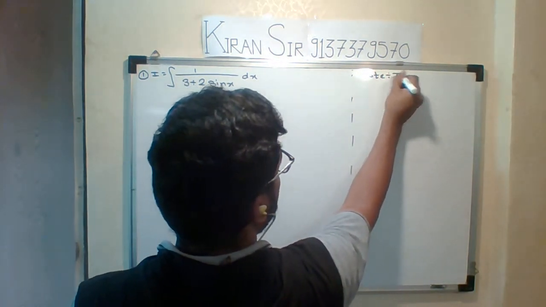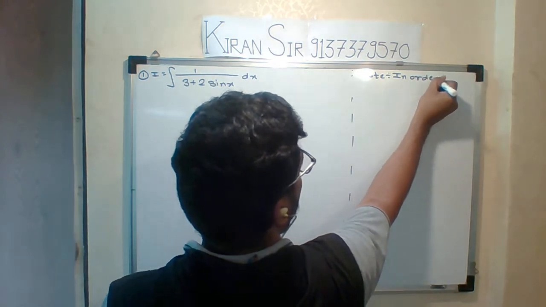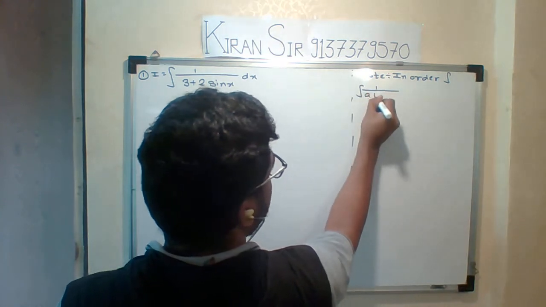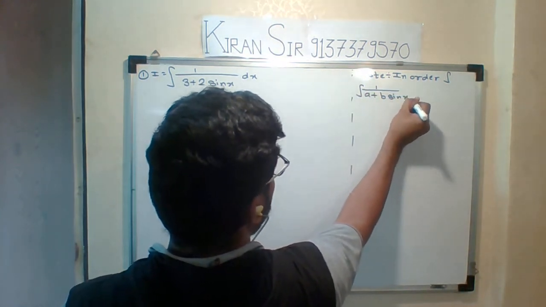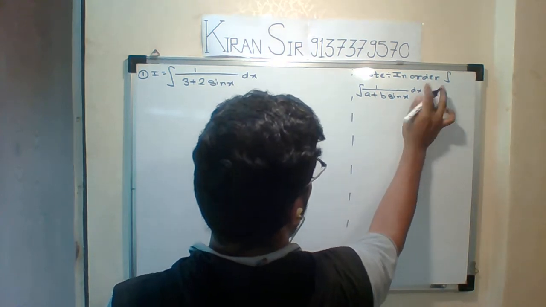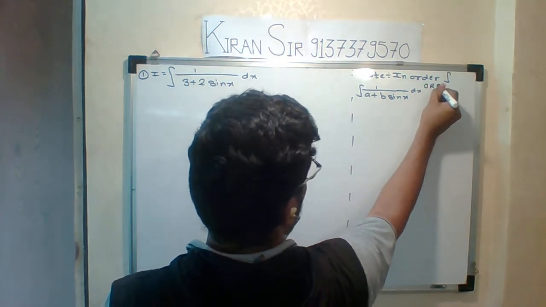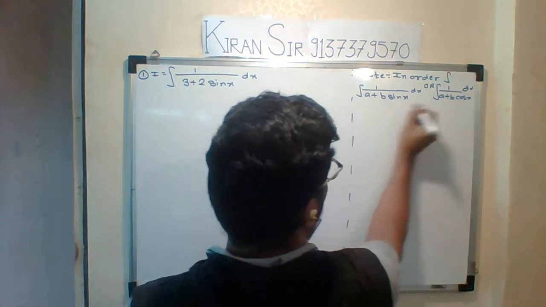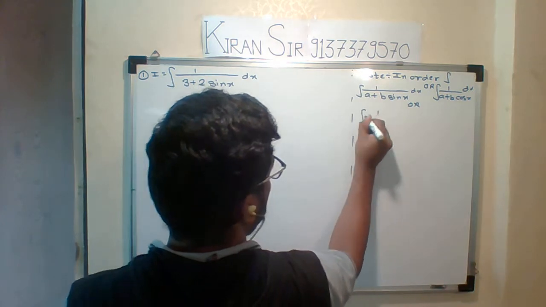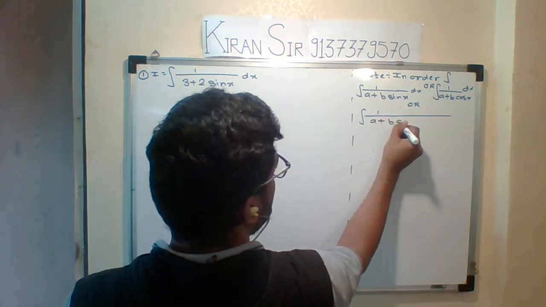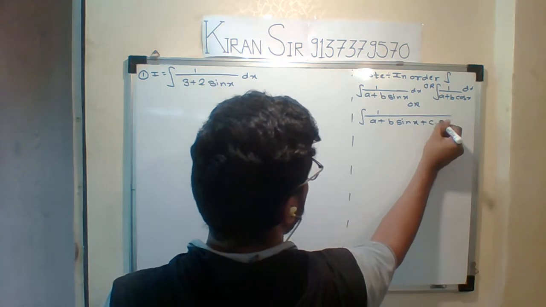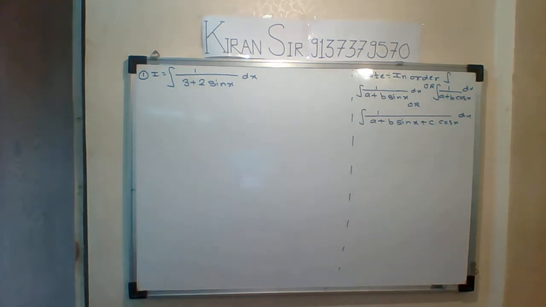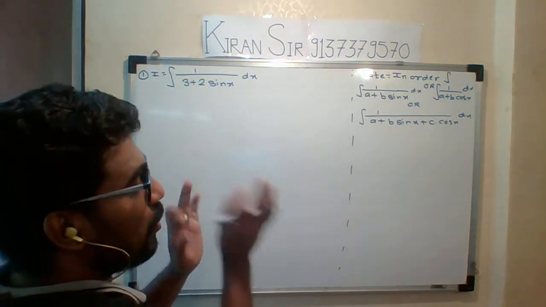Remember the note. In order to integrate 1 upon a plus b sin x, now there is no square term, only sin x is there. Or integration of 1 upon a plus b cos x. Or integration of 1 upon a plus b sin x plus c times cos x. Meaning either you will find sin x, cos x, or sin and cos x both, but not a square term.